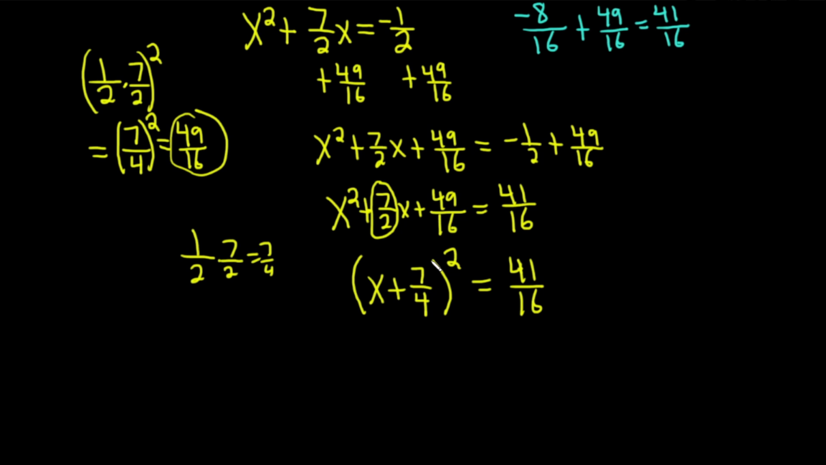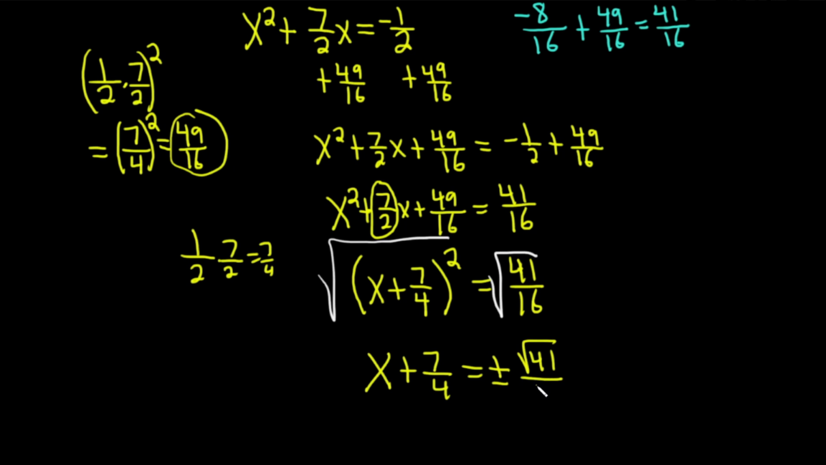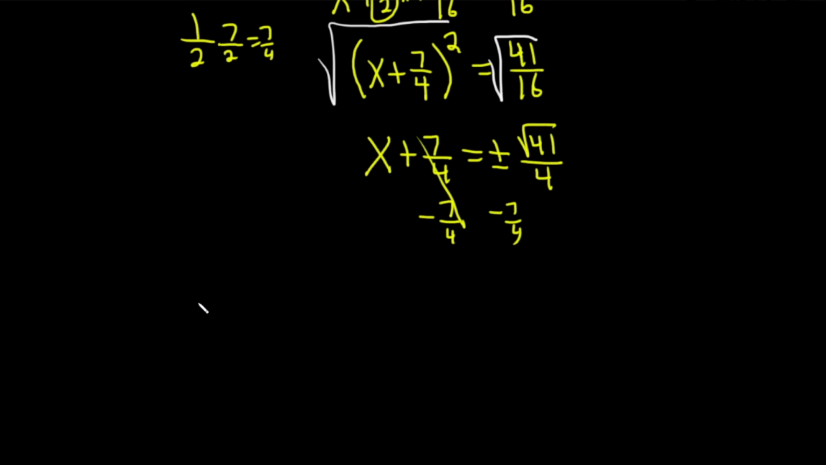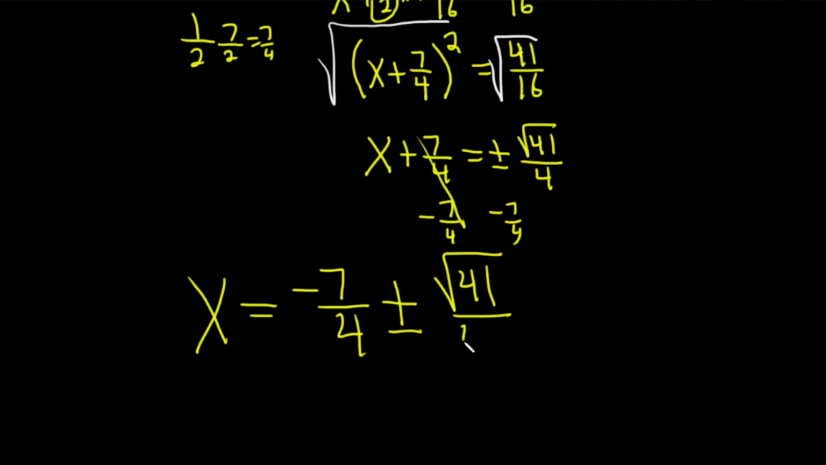So now we got to get rid of this 2, right? So what we'll do now is we'll take the square root of both sides. When you do that, you do get a plus or minus because you have a variable and it's being squared. So you get x plus 7 over 4 equals plus or minus the square root of 41 over the square root of 16, which is 4. We're almost done. Now we just have to subtract 7/4 from both sides. Boom. Finally, we end up with the final answer of, I'm going to write it big because this was a lot of work, negative 7 over 4 plus or minus the square root of 41 over 4.